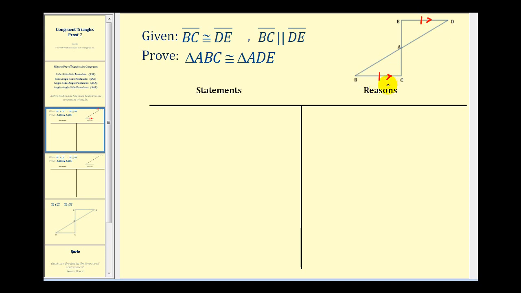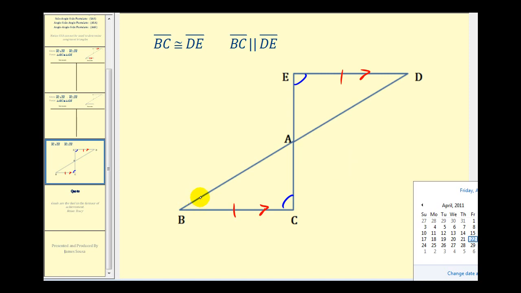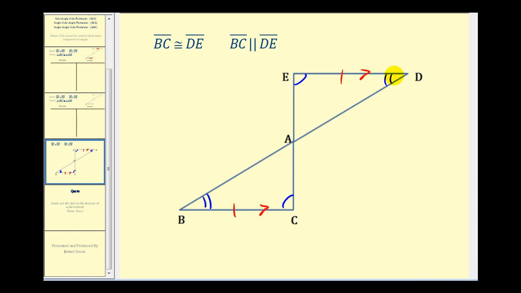Let's enlarge this image and talk about our strategy before we write the proof. Again, we said that these two segments were congruent and also parallel. Well, if these two segments are parallel, then segment BD and segment CE would be transversals, and therefore we know that alternate interior angles would be congruent. So that tells us that angle E is congruent to angle C, and angle B is congruent to angle D. So very quickly we can see that we could use angle side angle to prove these two triangles are congruent.